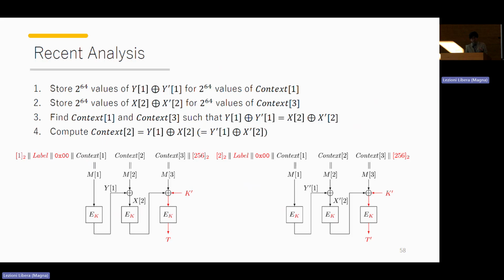If we find a collision, we can compute context 2 as y1 XOR x2, which is the same as y prime 1 XOR x prime 2, because of this collision. And now everything is consistent.